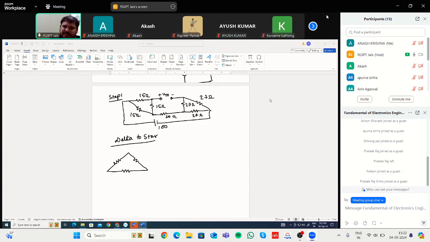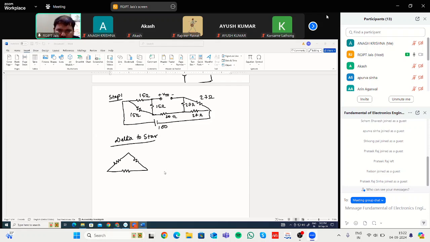Pratik Raj. Okay. Arin, if you are giving the answer for VTH, here the answer that I have is 70.88 volt. RTH is 23.92, and the maximum power that will be transferred is 52.51. So you can recheck that.